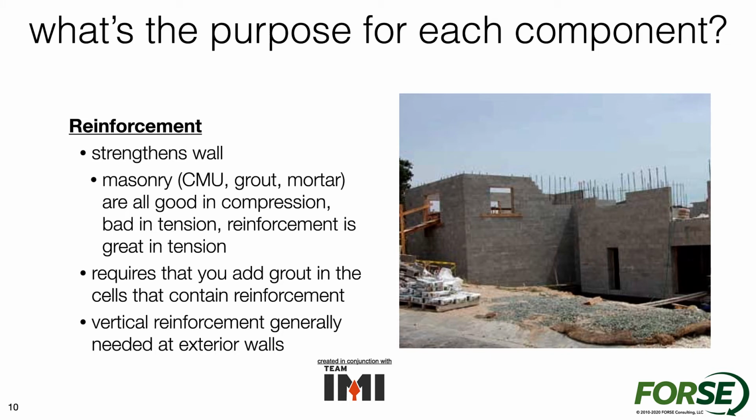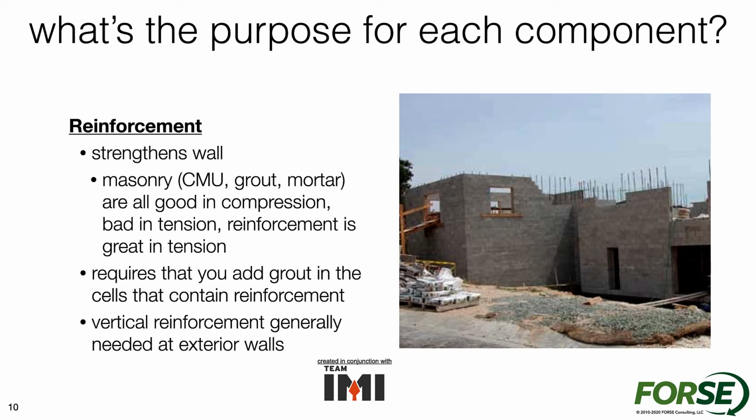And the last element within the masonry walls is going to be reinforcement. It certainly adds a lot of strength to the wall. It's going to be the element within the wall that's going to have very good tensile properties. Concrete, whether it's concrete masonry units, grout, or mortar, all those different masonry elements that are concrete are very good in compression, but not so good in tension.